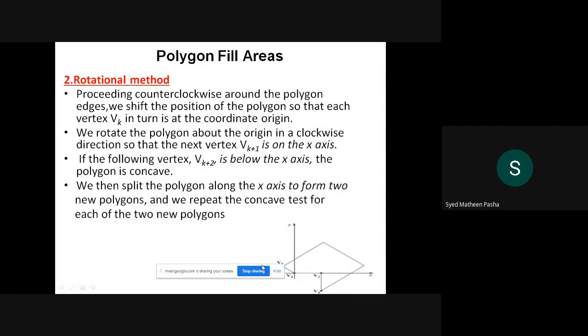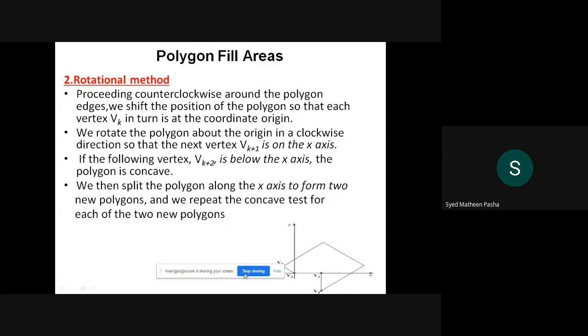Once there is a splitting up of the polygon with respect to the origin, we rotate the polygon about the origin in the clockwise direction, so that the next vertex is on its particular axis. We just perform a rotation operation with respect to that particular object which you have defined. You are just rotating that particular object so that you will get the next vertex. The initial vertex is Vk, the next vertex will be Vk plus 1 on the x-axis. If the following vertex, Vk plus 2, is below the x-axis, then the polygon is concave.